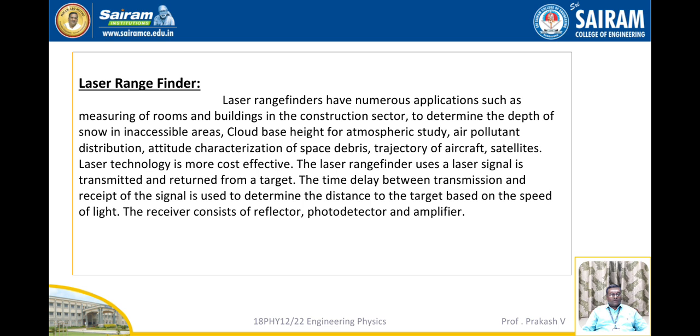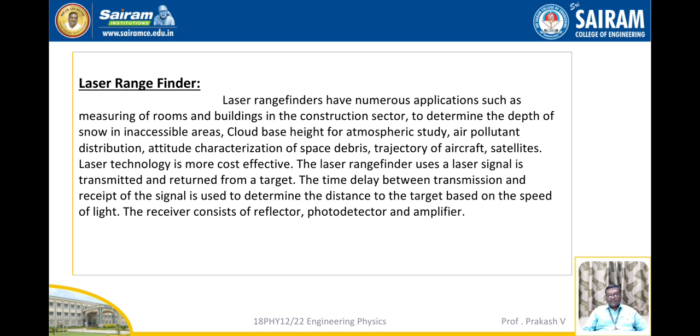Next, we can look at one of the applications, that is the laser range finder. Laser range finders have numerous applications such as measuring rooms and buildings in the construction sector, determining the depth of snow in inaccessible areas, cloud base height for atmospheric study, air pollutant distribution, attitude characterization of space debris, trajectory of aircrafts, satellites, etc. So laser technology is more cost effective.